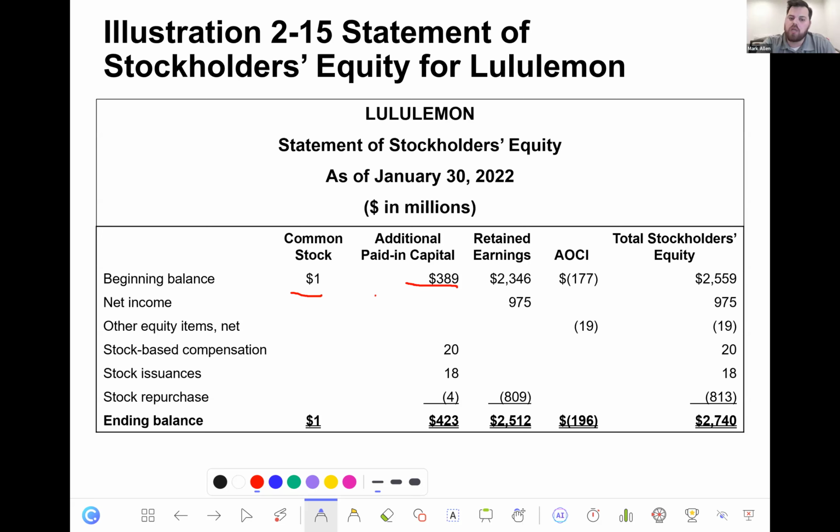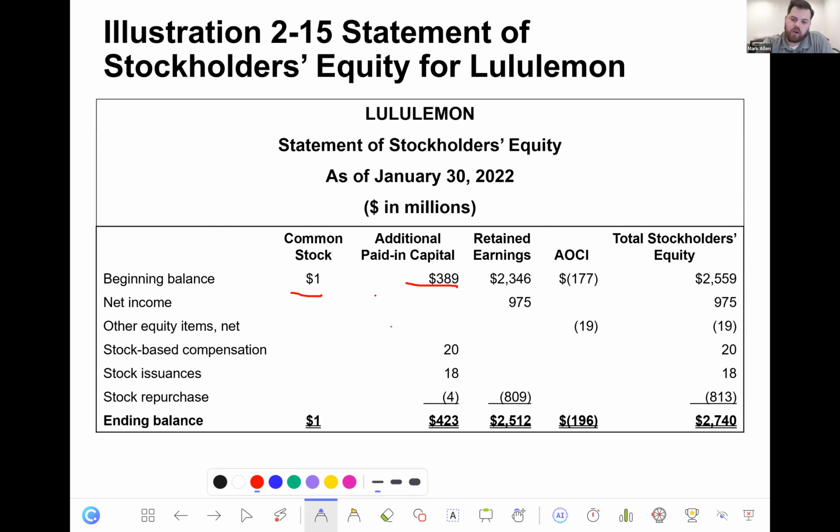So the common stock account only contains the portion that is assigned to the par value, where additional paid-in capital contains everything else. So for example, if I issue a share of stock for $10 and it has a $1 par value, then only $1 goes to the common stock account, but 10 minus 1, or $9, goes to additional paid-in capital. And so you can see how this can very quickly get lopsided, as you see here. All right, good enough for now.